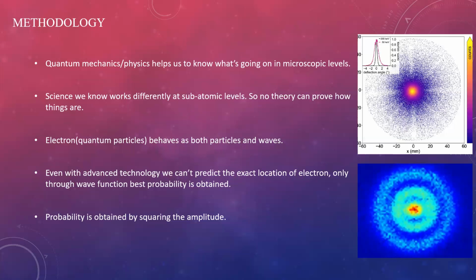Science works differently at quantum levels, which means subatomic levels. No classical theory holds there, which means E equals mc squared proposed by Einstein is also disproven there. No other theories are possible at subatomic levels because it is way too complex for the human brain to calculate these things. Even with advanced technology, we can't predict the exact location of an electron. Only through the wave function is the best probability obtained. Probability is obtained by squaring the amplitude of the wave function of the electron at a particular time.